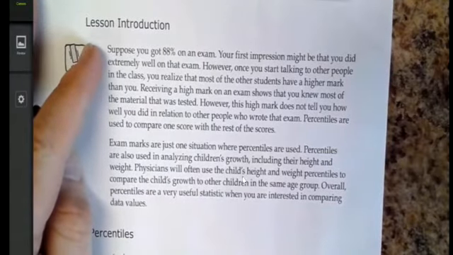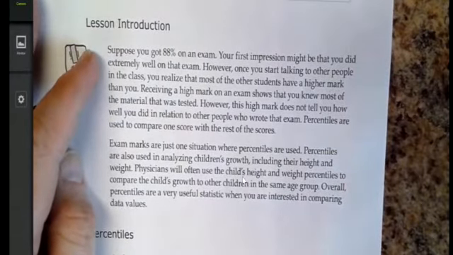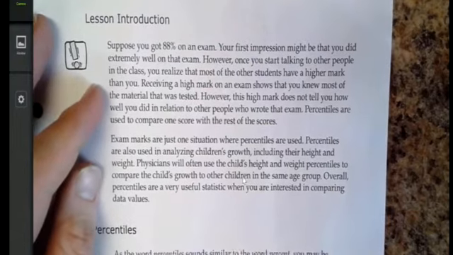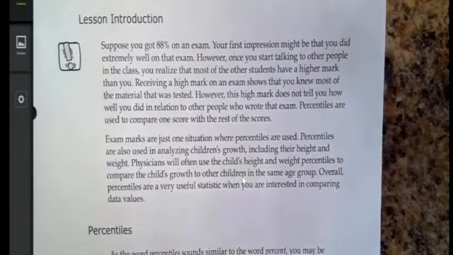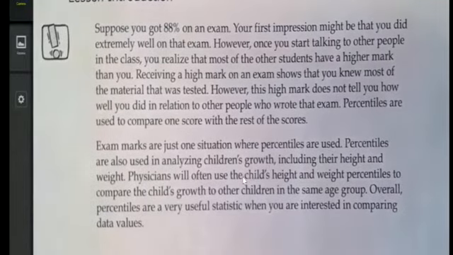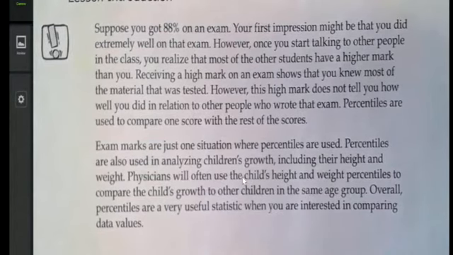Suppose you got 88% on an exam. Your first impression might be that you did extremely well on that exam. 88 is pretty good. However, once you start talking to other people in the class, you realize that most of the students have a higher mark than you. Receiving a high mark on an exam shows that you knew most of the material that was tested. However, this high mark does not tell you how you did in relation to other people who wrote that exam. Percentiles are used to compare one score with the rest of the scores.